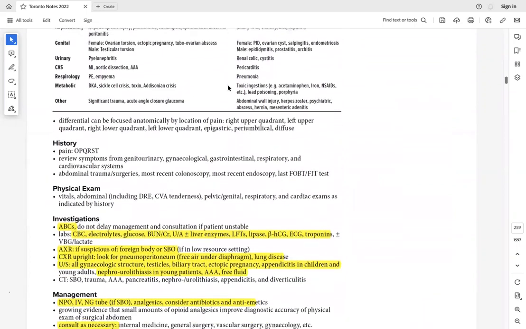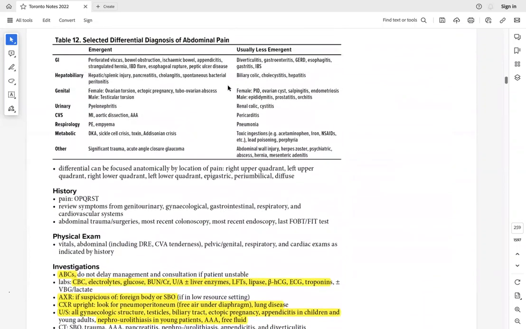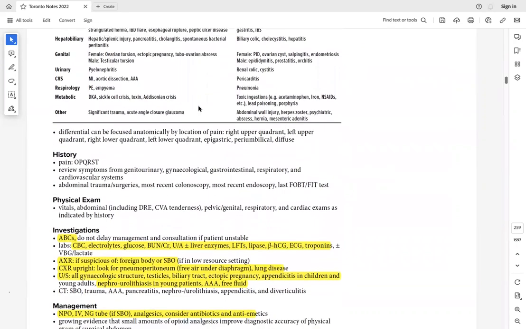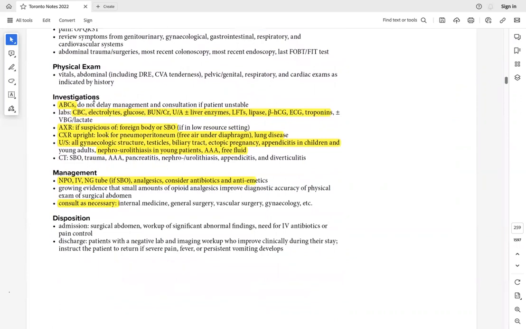Then abdominal pain. Similarly, we should know the differential diagnoses of abdominal pain. What are the different diagnoses? What can the person present with? After taking the complete history and doing the physical examination, we have to move on to the investigations. Depending upon what the patient is presenting with, we will do the investigations.